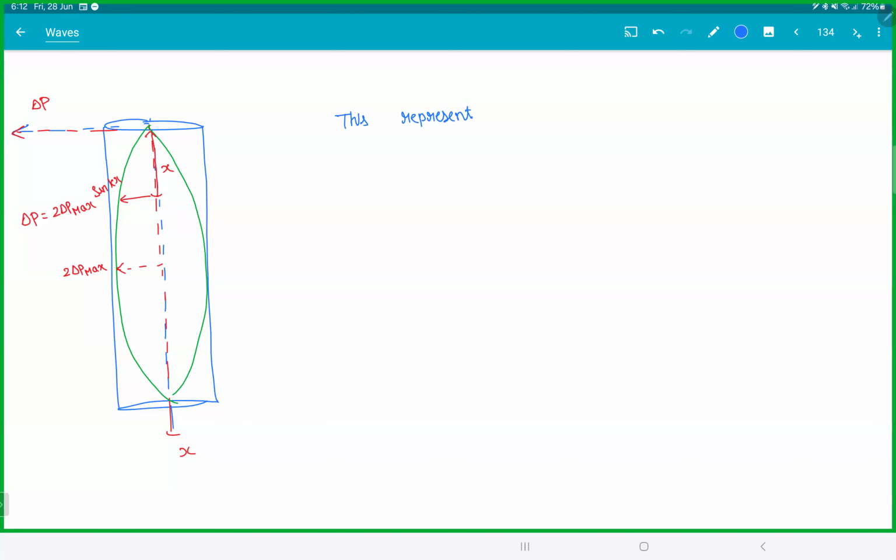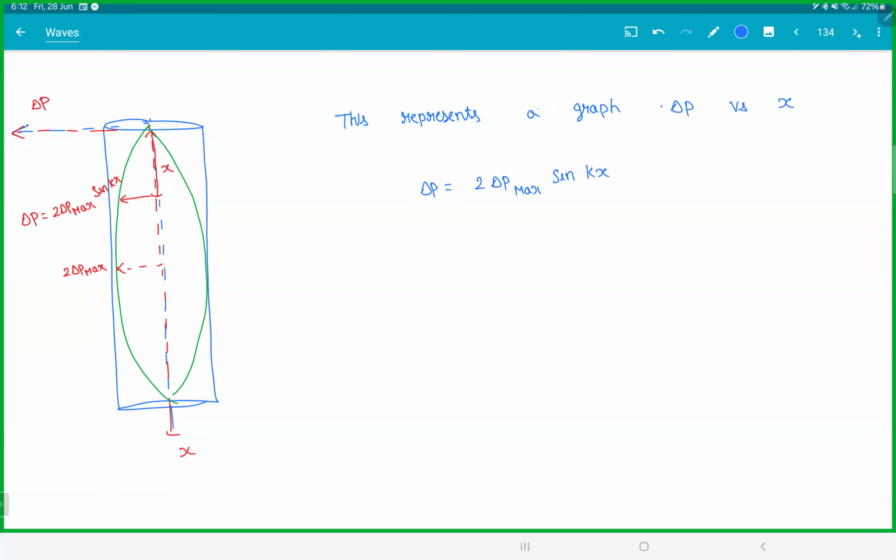This represents a graph. So these are not different positions of the string. There's no string here. This represents a graph of delta P versus x. So how can we visualize this? Think of it like this. That means at that point the pressure is 2 delta P max. Again, remember there's a change in pressure. It means P naught plus this thing is there. We are not talking about that P naught. That's a base value. It is P naught plus something more.